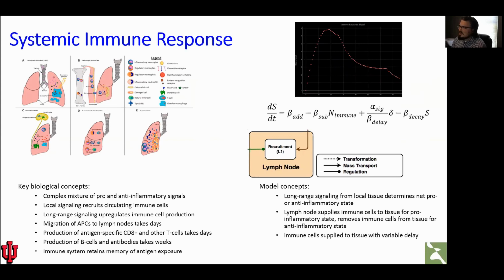Now, we represent this with a compartmental model with an ordinary differential equation that represents long-range signaling from the local tissue. The long-range signaling determines either the net pro or anti-inflammatory state of the immune response. We then say that there is some distant lymph node that will supply immune cells to our local site of infection based on the pro or anti-inflammatory state of the system. And to represent the distance traveled by transport through the lymphatic system and so forth, when we represent this lymph node and systemic recruitment, there should be some sort of delay between the local signaling and the corresponding arrival and recruitment of immune cells to the tissue patch.